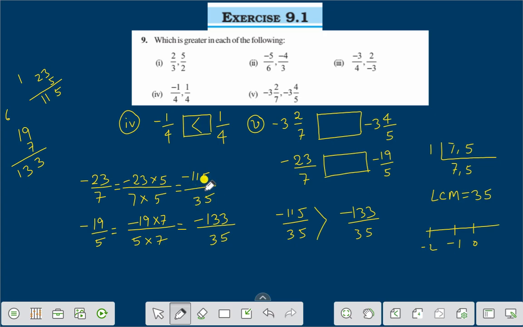Minus 115 by 35 means minus 23 by 7. Therefore we can say that minus 3 whole 2 by 7 is always greater than minus 3 whole 4 by 5. This is the solution of question number 9 of exercise 9.1.